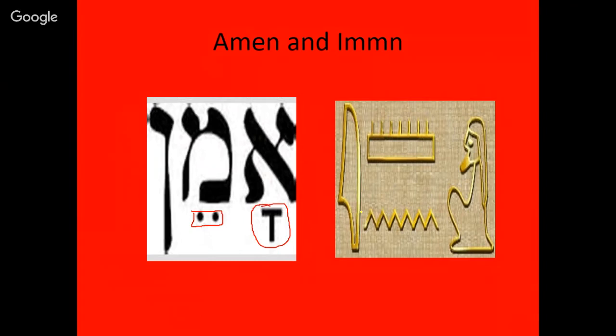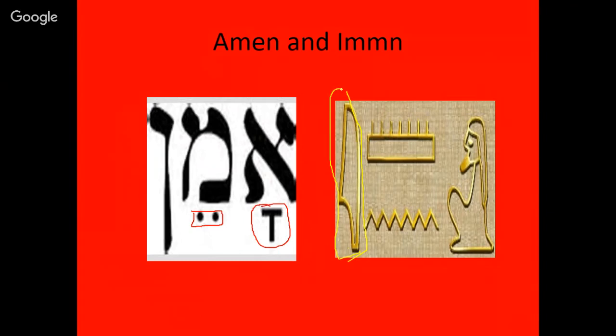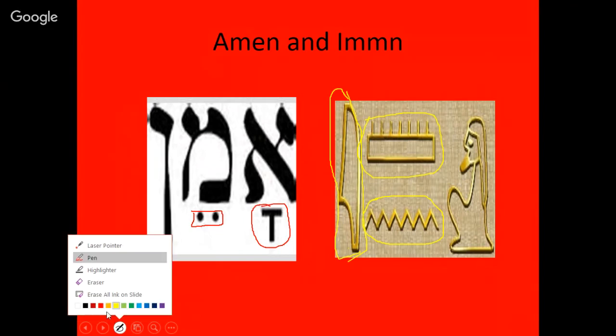This is, brothers and sisters, in Egyptian hieroglyphics, I. This is representative of I. This is MN, and this is M. All right, so these are things, brothers and sisters, we want to emphasize and show.